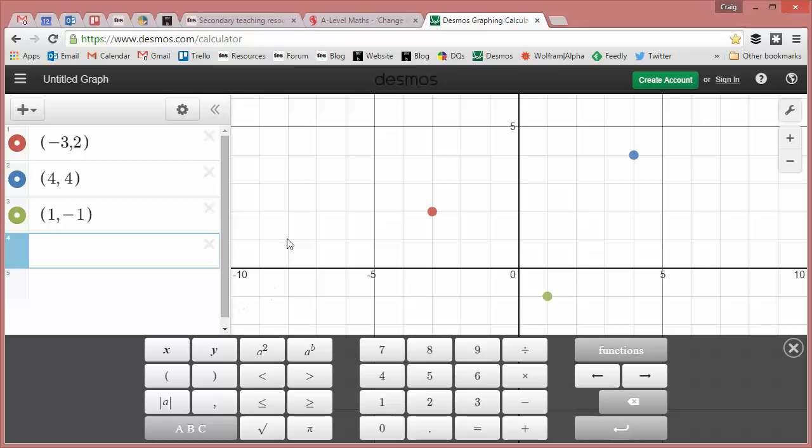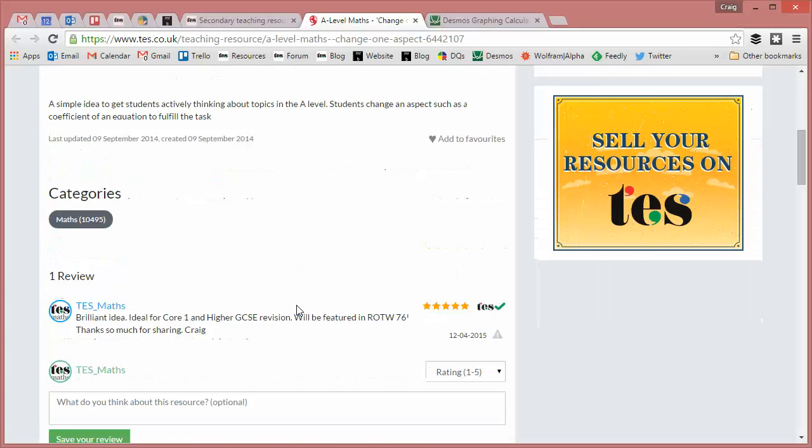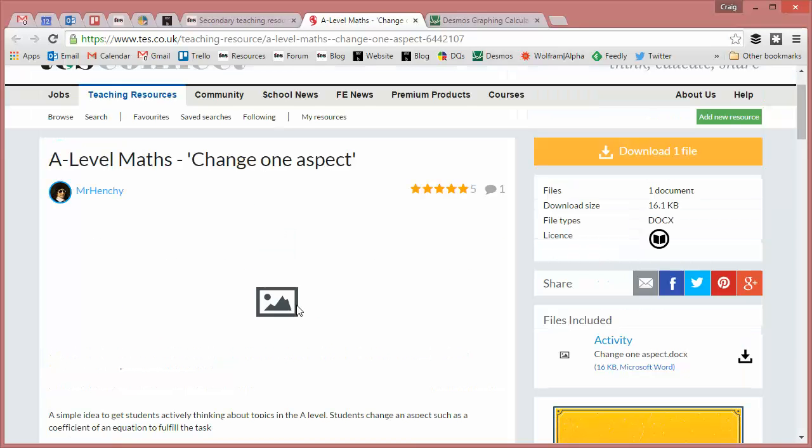So there's the resource. If you've used it and you think it's good, then just pop back on and give a little review. But crucially, if you've used it in a different way, or you've branched off a little bit further, perhaps into GCSE maths, something like that, hop on here and just let us know and share it, because as I say, I think this could be a runner, this one. I really like the idea of change one aspect, not just as a revision resource, but as a rich extension and consolidation work.